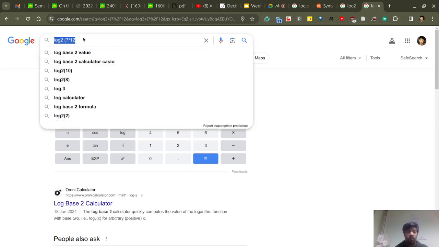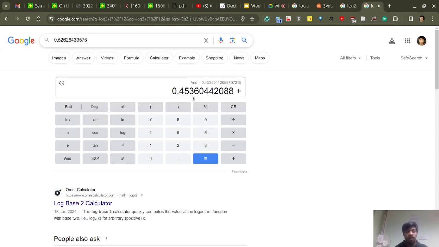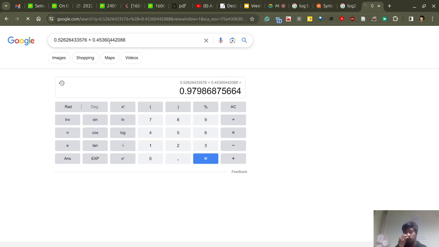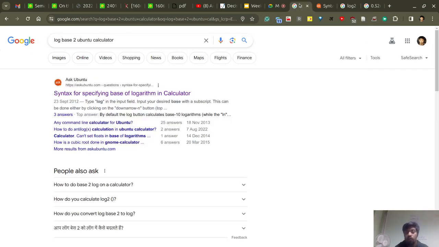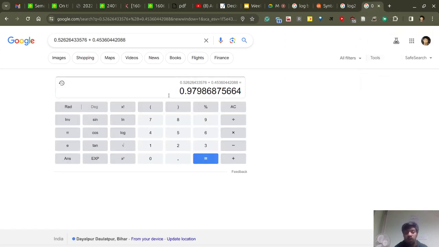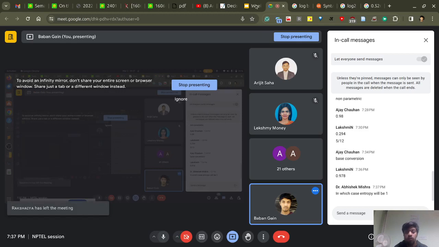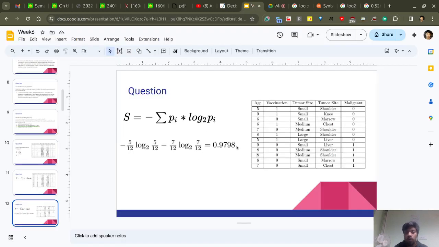If you add this with this value, you should get less than 1, let me just paste here. It should definitely be less than 1, because we are multiplying with values which are less than 1. Both 5 by 12 and 7 by 12 are below 1. So yeah, 0.9798, this is the value. Okay.